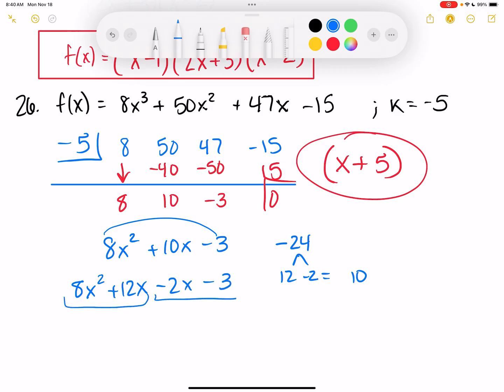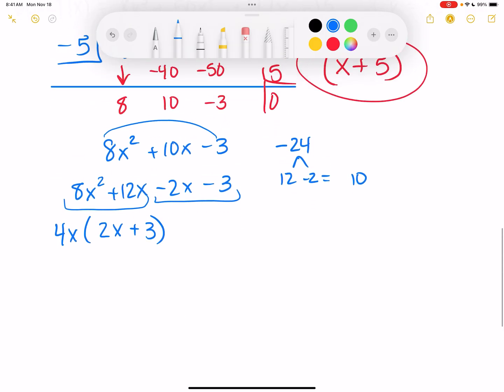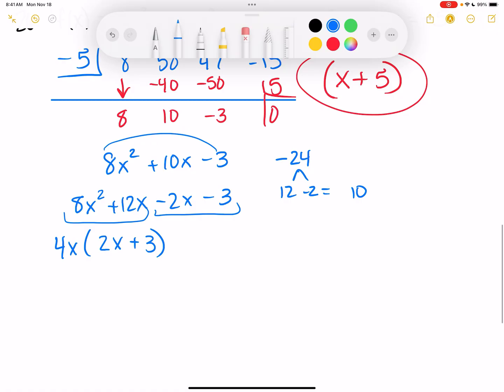What am I taking out of the first grouping? 4x. And that leaves me with 2x plus 3. What am I taking out of this one? Yep, a negative. So 2x plus 3. So I've got 4x minus 1 times 2x plus 3.